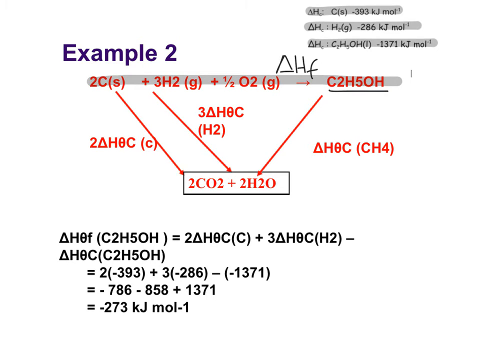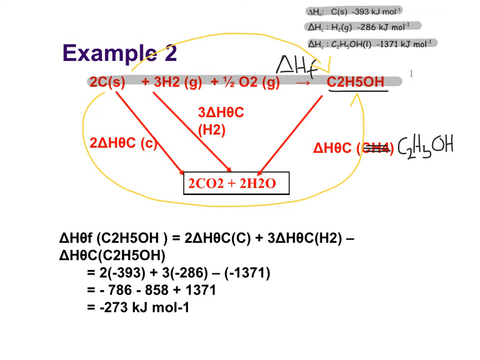Now we're going to burn carbon, 2 atoms of carbon, to form carbon dioxide. Then we're burning 3 molecules of hydrogen to form our water. We're also then burning our ethanol to form this carbon dioxide and water also. Now when we solve it then, here is our direct route and here is our indirect route.